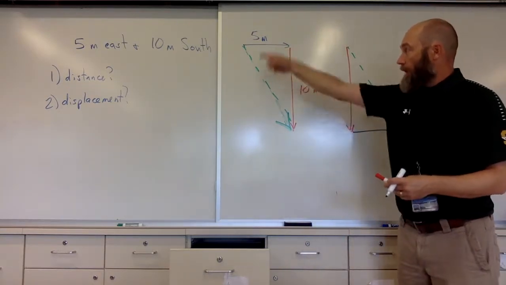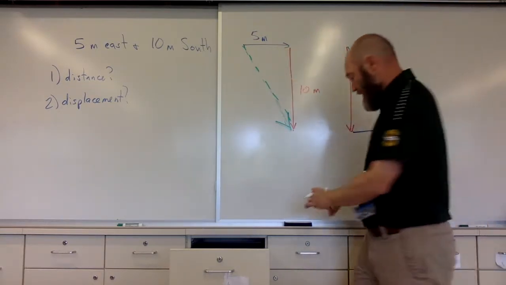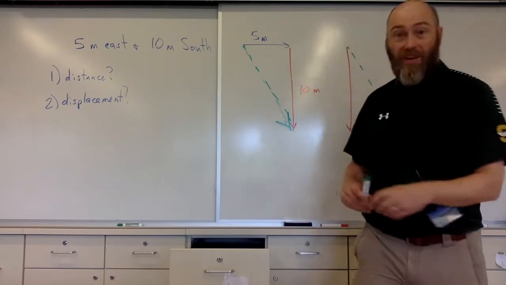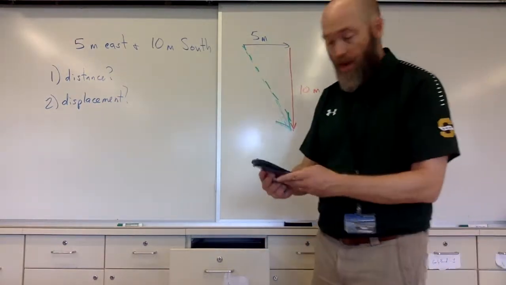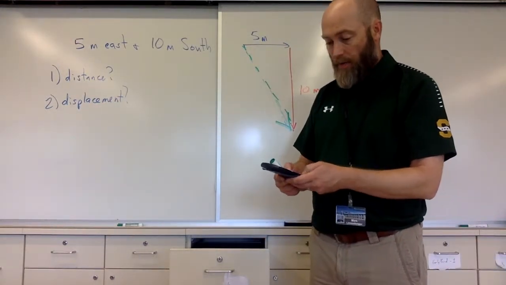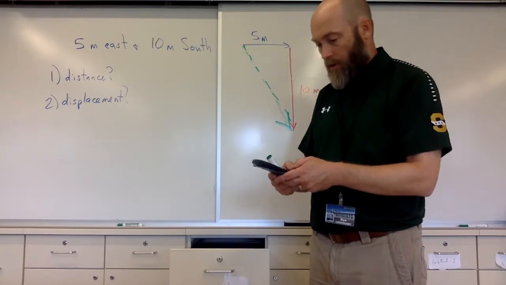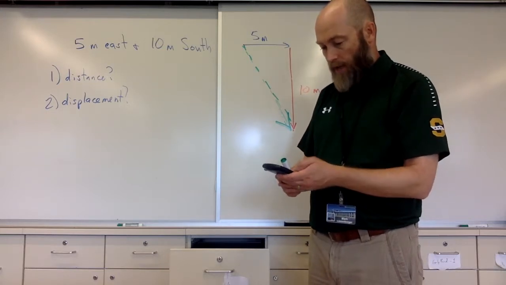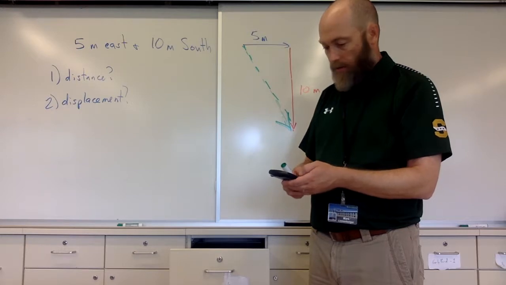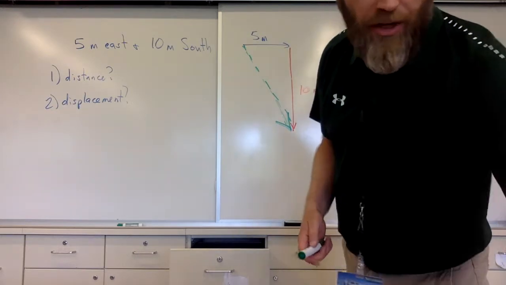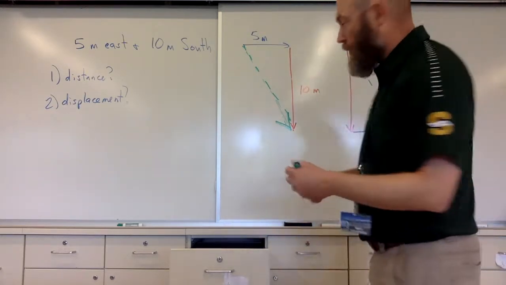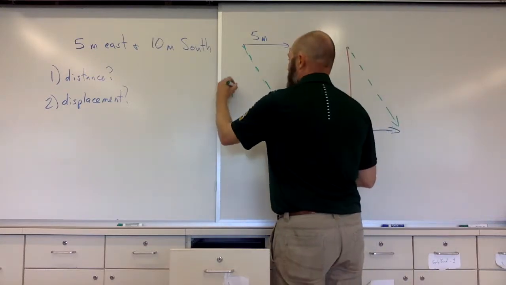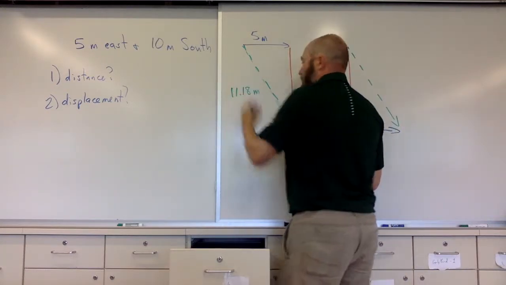But now we need to figure out how big this vector is, because all vectors have magnitude and direction. So this is where you're going to use your handy-dandy calculator and the Pythagorean theorem. 5 squared plus 10 squared equals, and then you take the square root of that. Give me an actual number, and you get 11.18. So I get 11.18 meters.